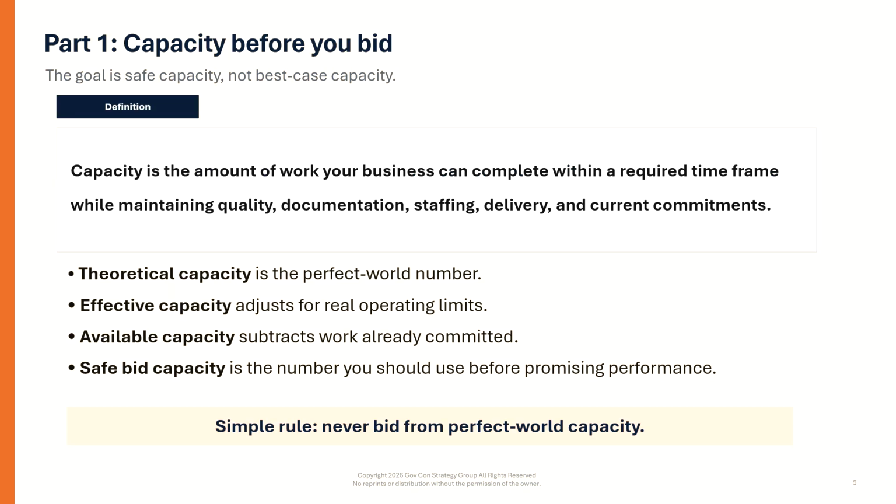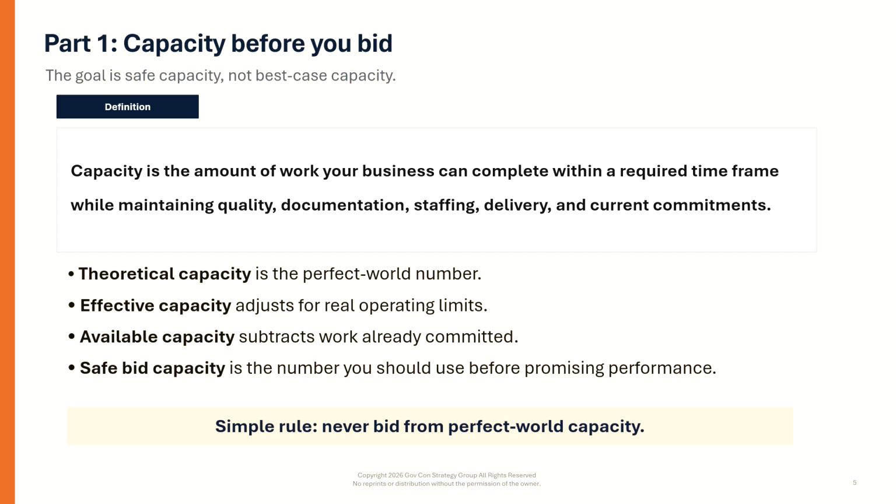Part 1 begins with capacity. Capacity is the amount of work your business can complete within the required time frame while still maintaining quality, documentation, staffing, delivery, and current customer commitments. The important point is that we are not looking for your best case number. Best case capacity assumes everything goes perfectly. That is not how contracts usually work.